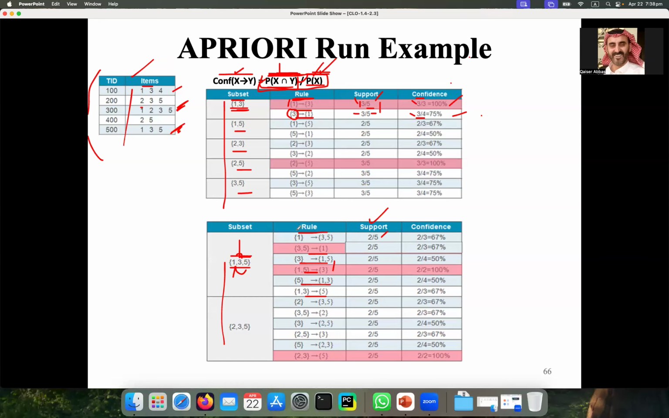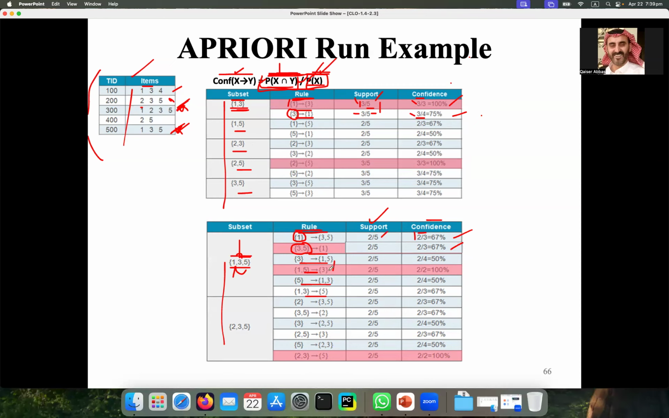And now for confidence. 1, 3, and 5 together is 2. In most cases, the support would be the same. But in confidence, you have this count divided by the count of x. So what is x? x is 1. What is the count of 1? 3. So that's why 2 divided by 3, 67%. And similarly here, the count together is 2, and here x is 3 and 5. This is the evidence. So that's why 2 by 3, you are seeing something like that.